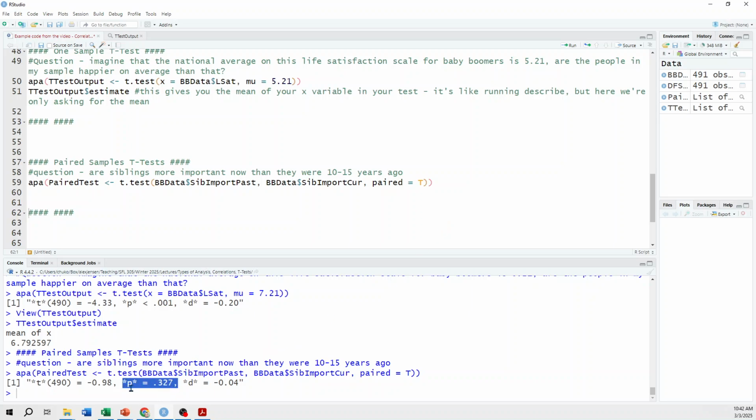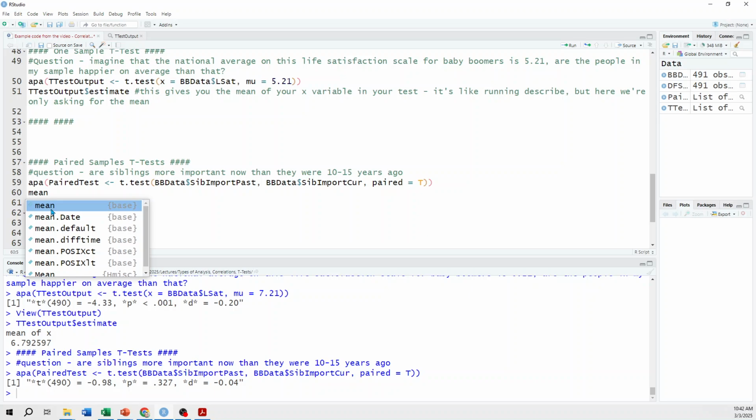I always start with the p-value here. That p-value is 0.327, so we're saying there's a 32.7% chance that there's no difference between these two numbers given the data we have. That's too high, right? And we need it less than 5%, less than 0.05 for us to say it's statistically significant. So we're going to interpret this and just say there's no difference between these two. They are the same.